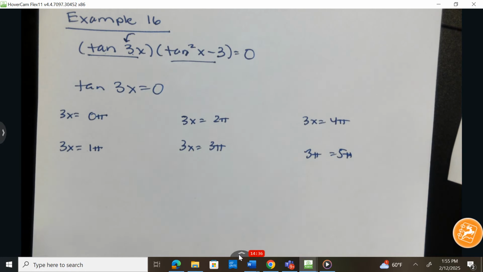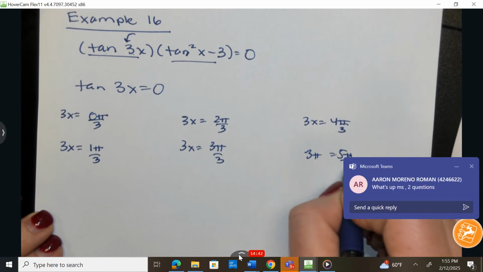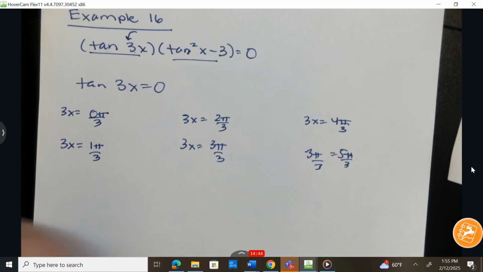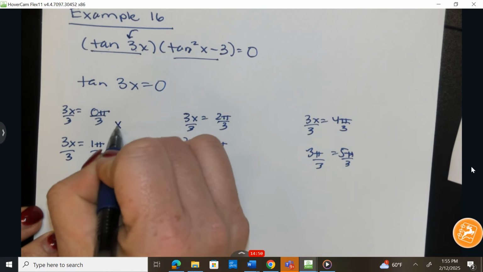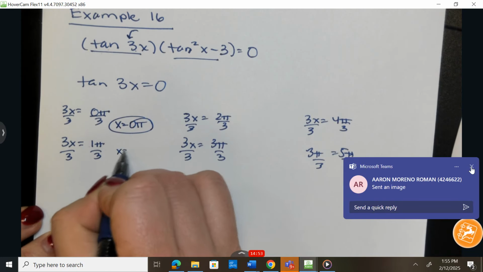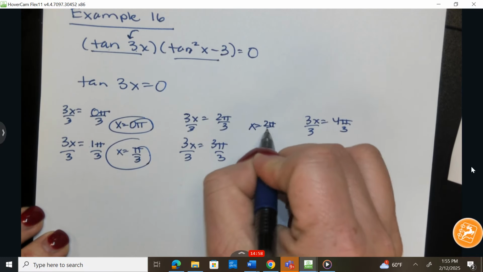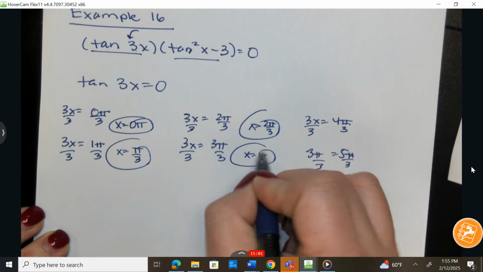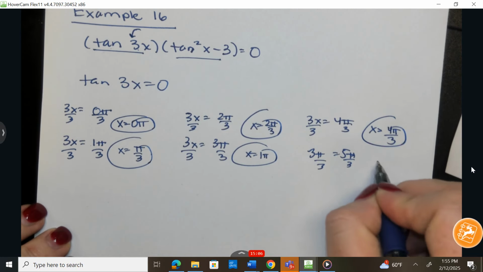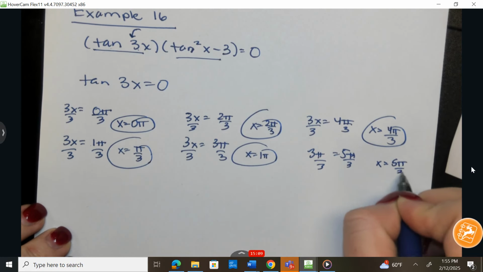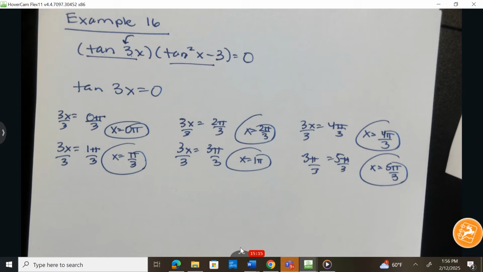And I'm going to divide each of these by 3. I end up with x equals 0 pi, x equals pi over 3, x equals 2 pi over 3, x equals 1 pi, x equals 4 pi over 3, and x equals 5 pi over 3. Remember, each of these should equal 0.